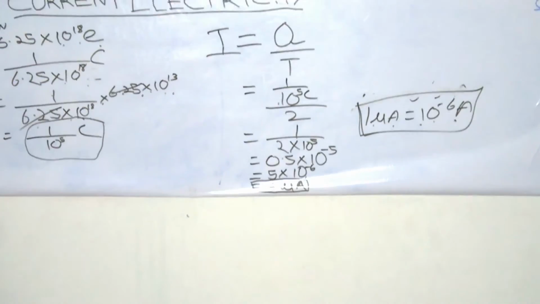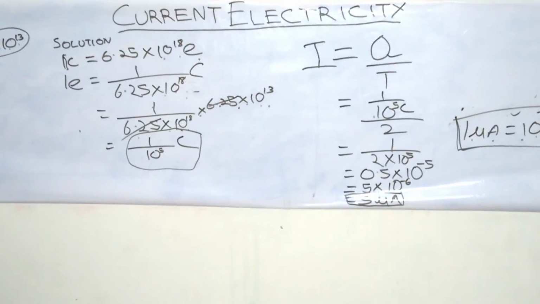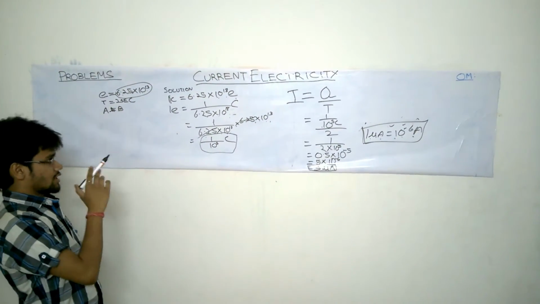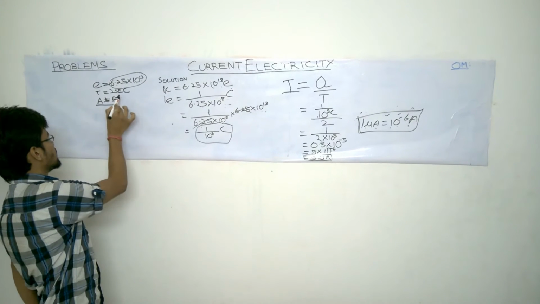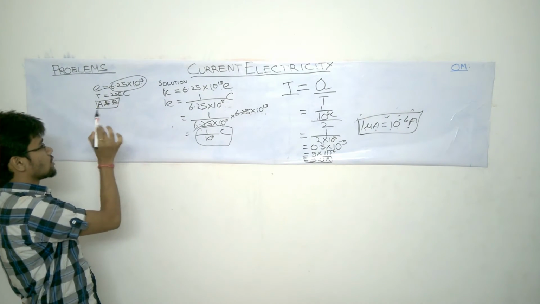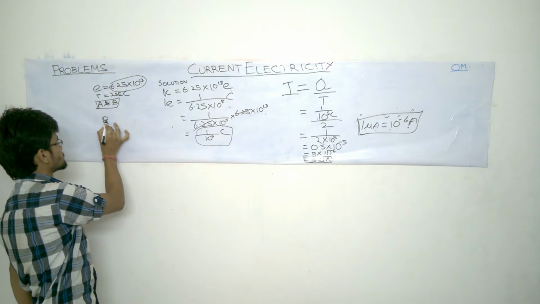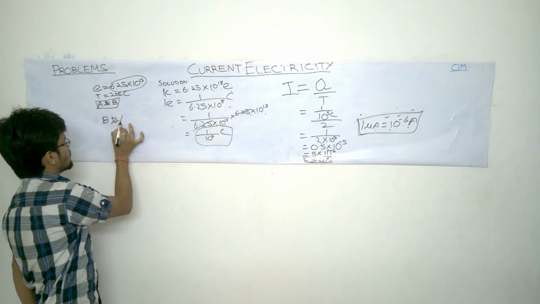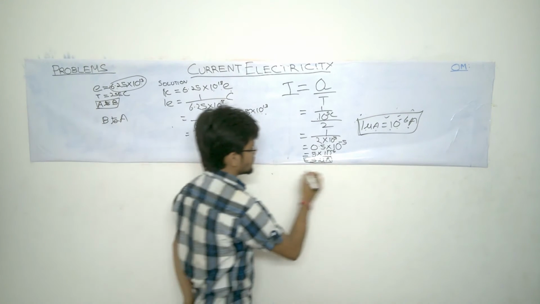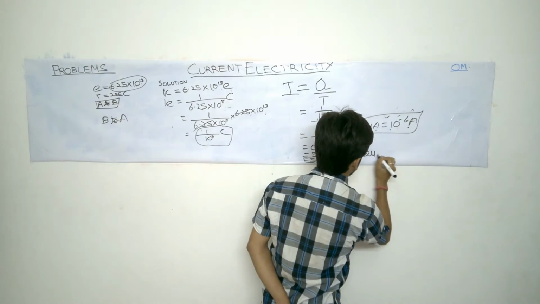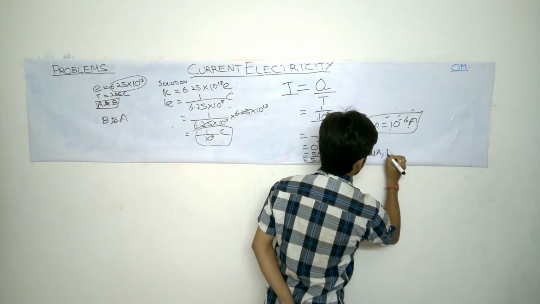Now one more thing was there in the question. What will be the direction of the current? As we all know, the direction of the electron flow was A to B. The direction of current is always opposite to the direction of electron flow. That will be B to A. So the final answer is 5 microampere and the current direction is B to A.